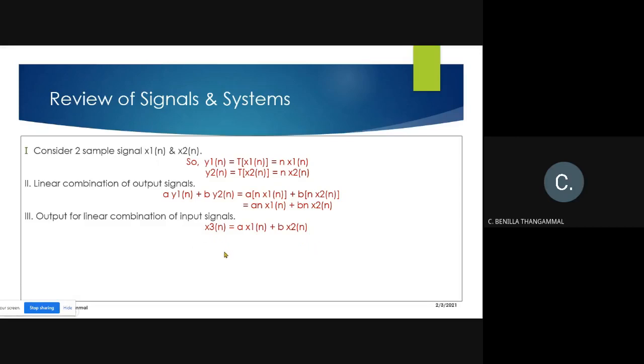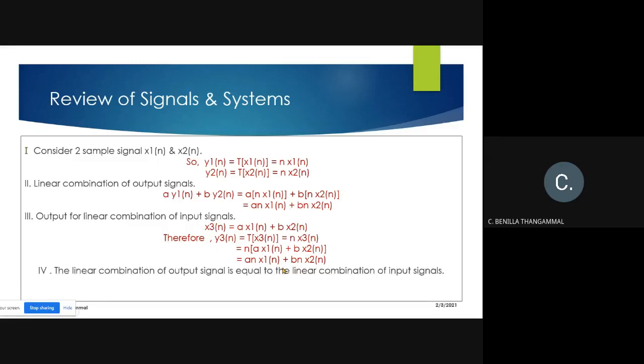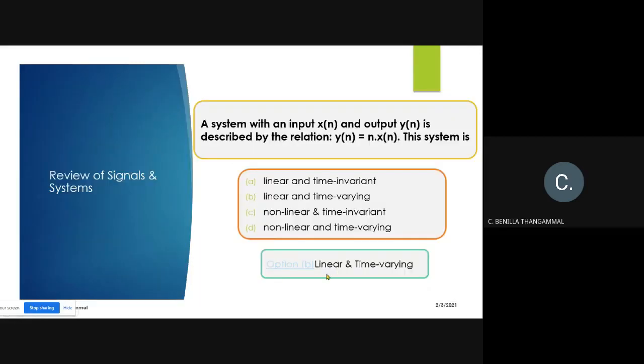So at this place, you have to check with your statement. As per the statement, your output is n times of your input. So replace your x3 of n as a into x1 of n plus b into x2 of n. So finally, I got the output of the linear combination of input signal. Now I have to verify the linear combination of output signal is equal to the linear combination of your input signal. If it is equal, then the system is said to be linear. So the option is B, linear and time variant.